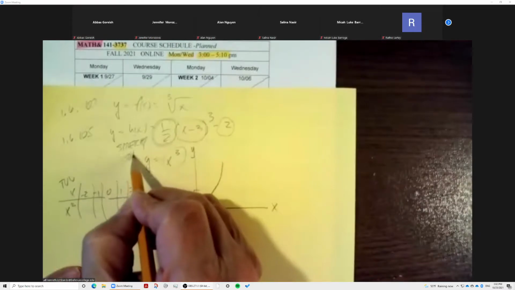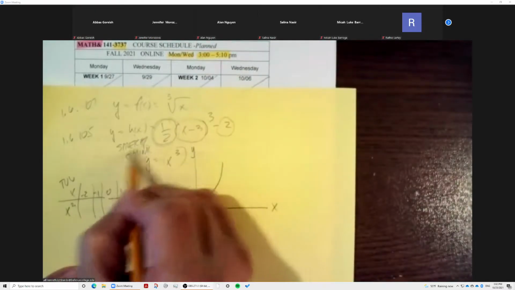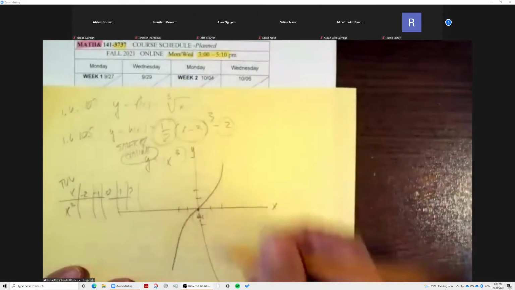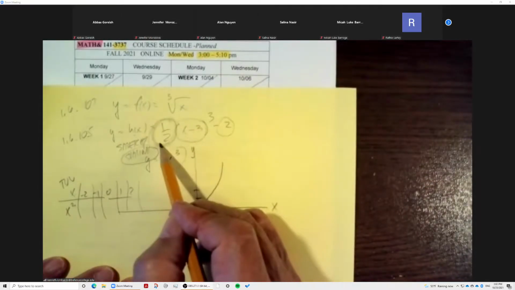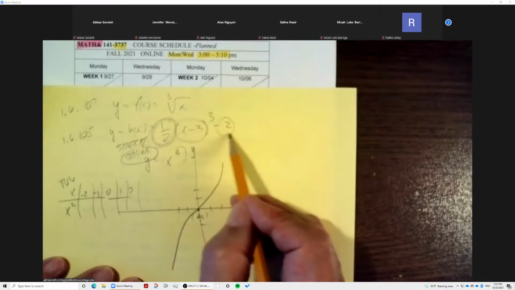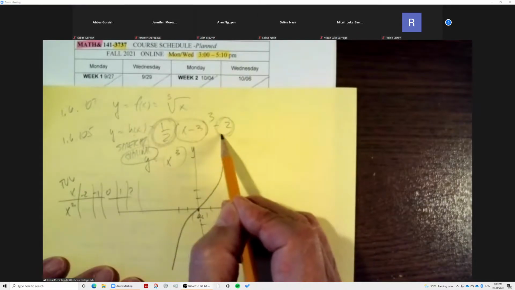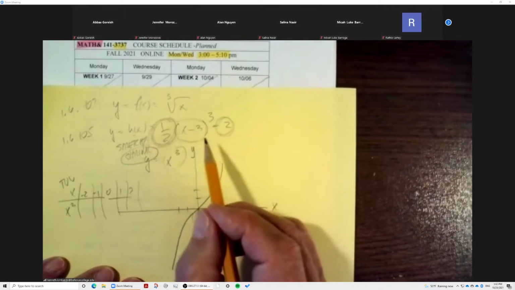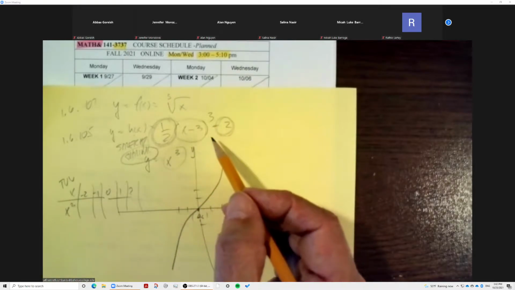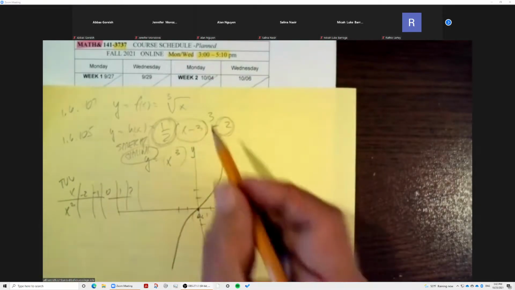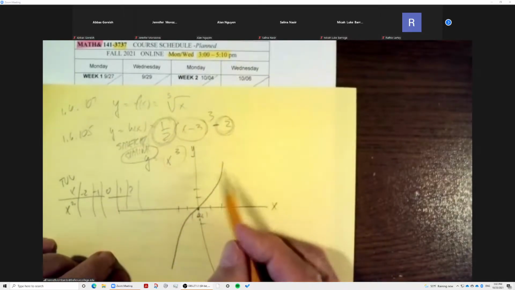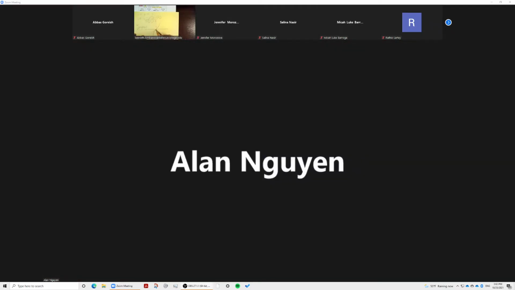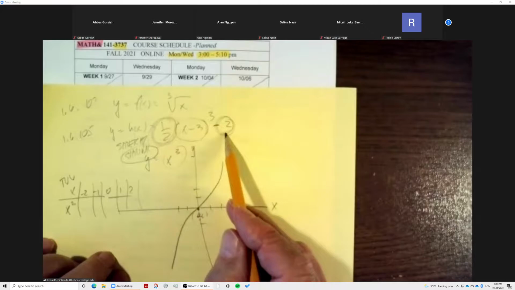Stretch, shrink. Meaning that it's not going to go as high in the vertical direction. So it's going to go only half as high. And how about this value out here? What is that value doing? This -2 here. What is that doing to a basic graph of something like this? Down 2 for the y. Right, it subtracts 2 from every y that we end up generating.